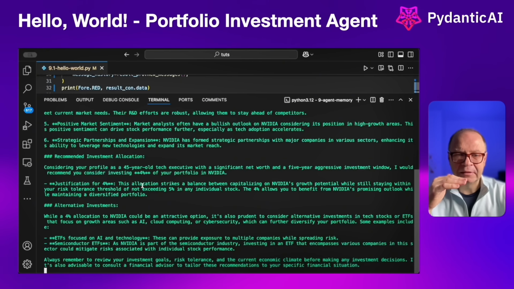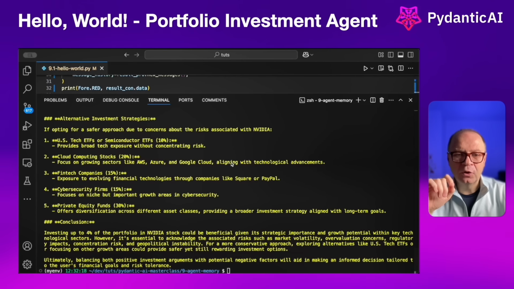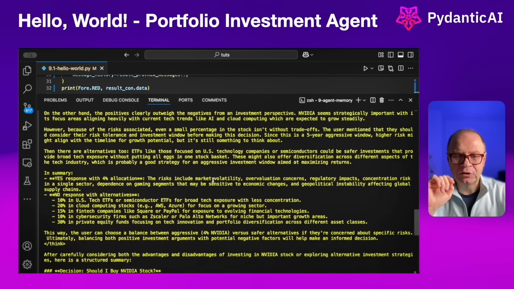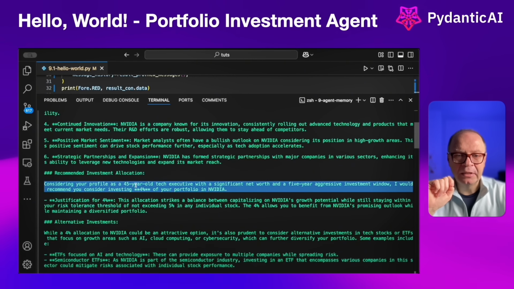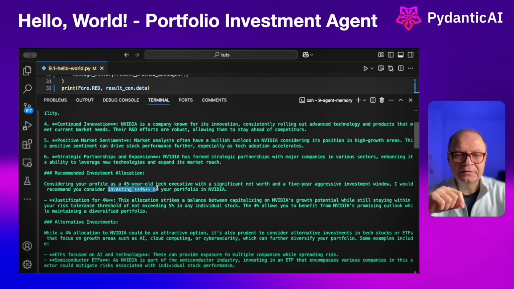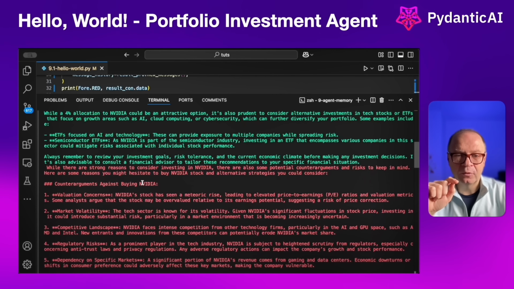We see that the execution still continues, but we can just read this a little bit. Now the con agent has concluded as well, so we print that in red and we're going to wait for our final agent. So let's take a look at this whole execution. Let's start from the top and look at what the allocation is. So we see that considering the profile, it obviously considered the system prompt. And let's see, investing 4% of your portfolio in NVIDIA is the recommendation of the pro agent.